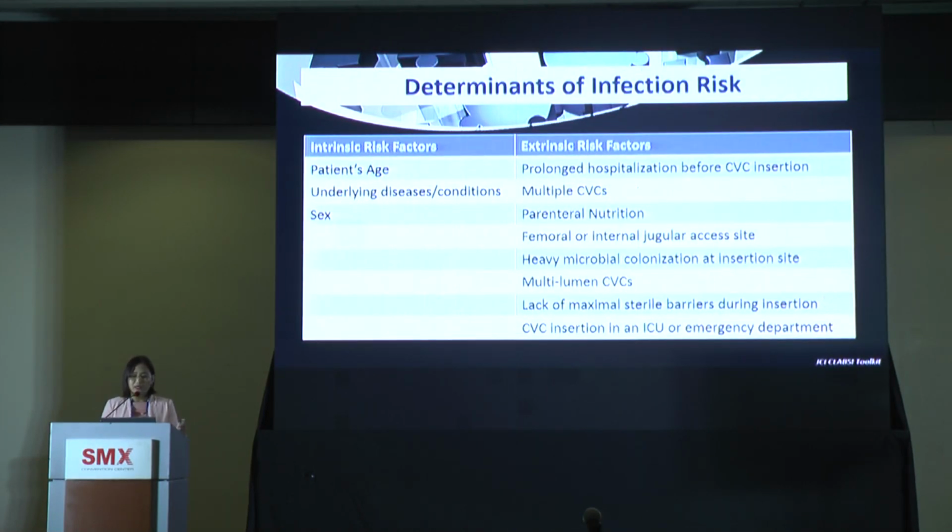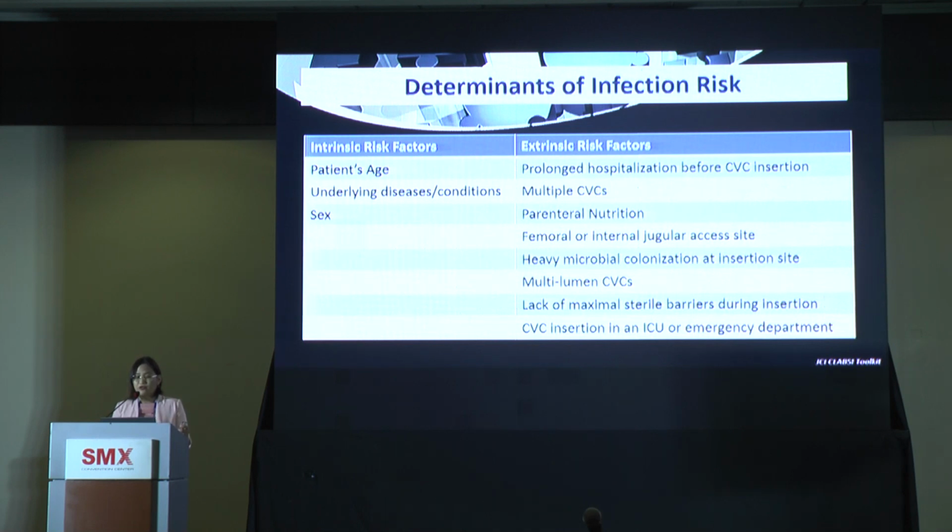We all know this. So we have intrinsic risk factors. These are generally non-modifiable. We can't do anything about the patient's age, underlying diseases, or sex. So there has been data to show that the increase in age is associated with higher risk of infections. And this is actually seen also in our data in our institution, where the majority of our patients with central line infections are from the ages 60 and above.